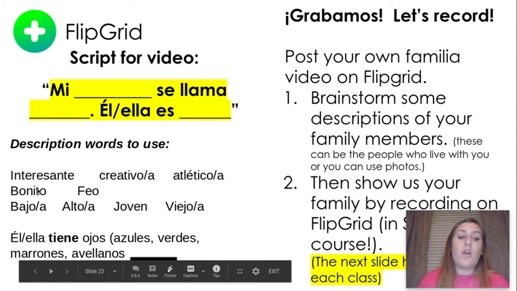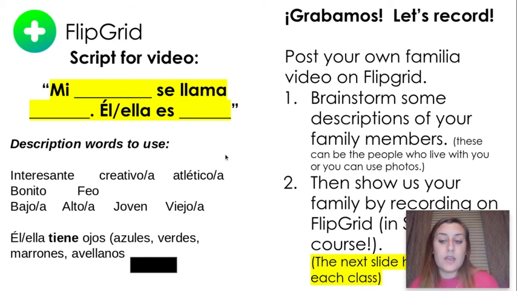So are they short, tall, old, young? Are they athletic? Do they have blonde hair? Do they have green eyes, blue eyes, whatever? For example, if I was talking about my mom, I would say, mi madre se llama Angie. Ella es inteligente. Okay, very simple. And I would show you a picture or a video of her.